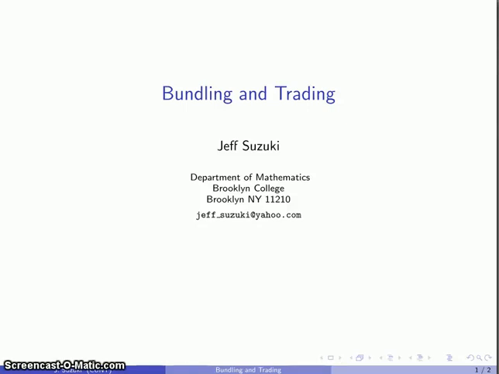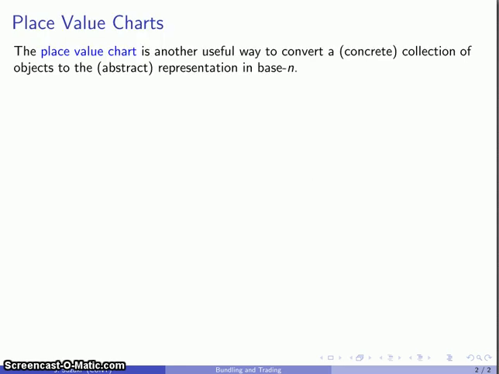Alright, so let's see how we can record a large number using bundling and trading. A very convenient way of doing this is called a place value chart. What this allows us to do is to convert a concrete collection of objects into an abstract representation in base n. And we'll see what we mean by that in a moment.